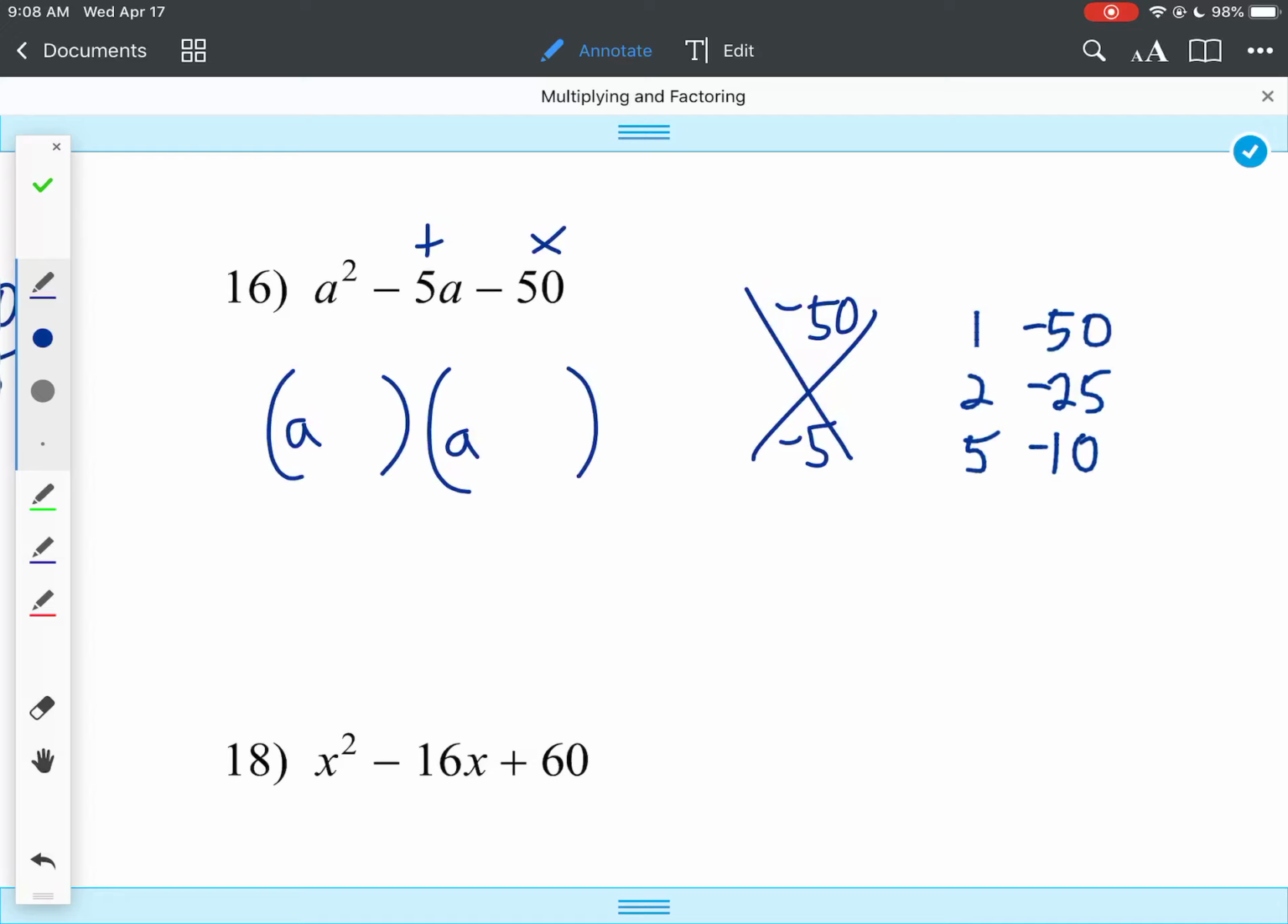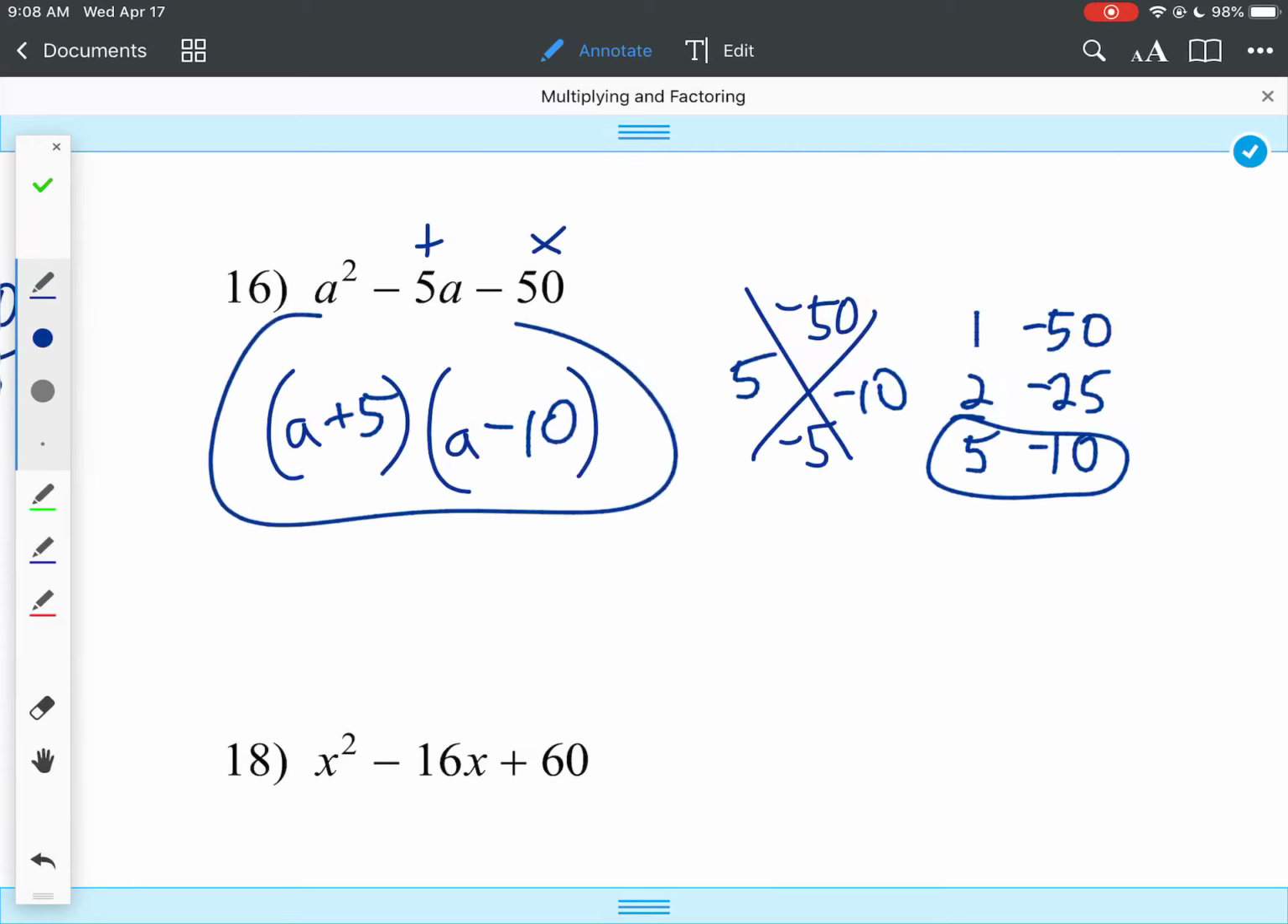Now we just add 1 plus negative 50, doesn't work. 2 plus negative 25 doesn't work. 5 plus negative 10, that works. So 5 and negative 10, and then you put 5 and negative 10 in your answer, and you're done. Okay? So that's factoring. If you have any questions, let me know.